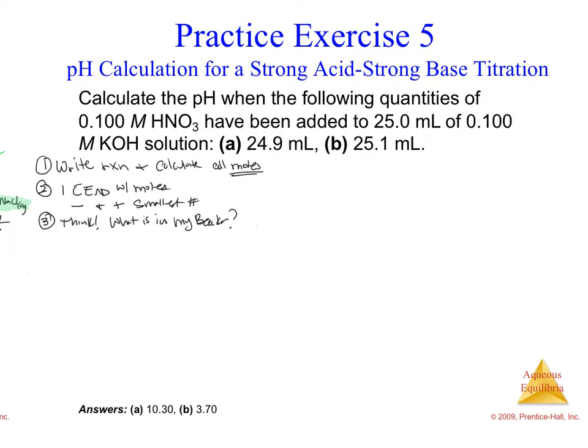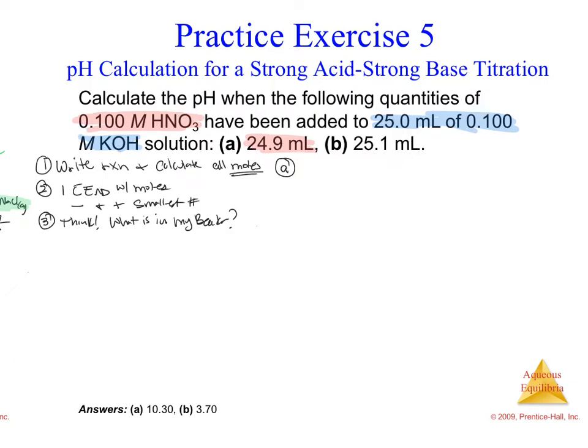So what we're looking at for this practice exercise 5, in part A, we'll do this one first. Calculate the pH when the following quantities of 0.1 molar HNO3 have been added to 25 mL of 0.1 molar potassium hydroxide, which is a strong base. And so for A, we're looking at 24.9 mL of the HNO3.